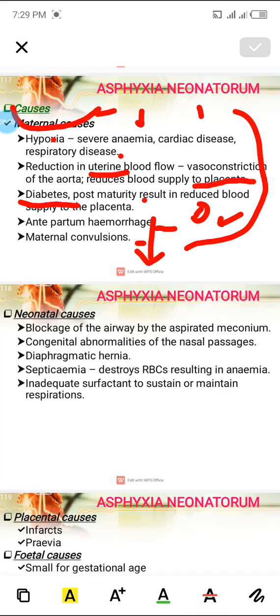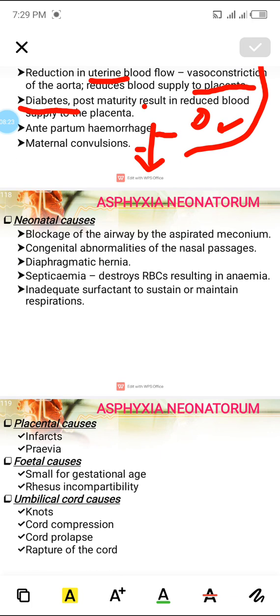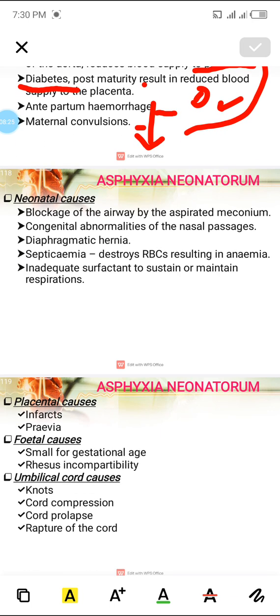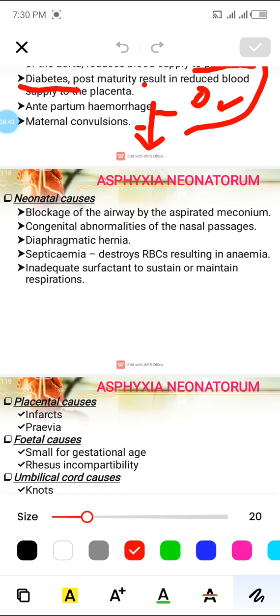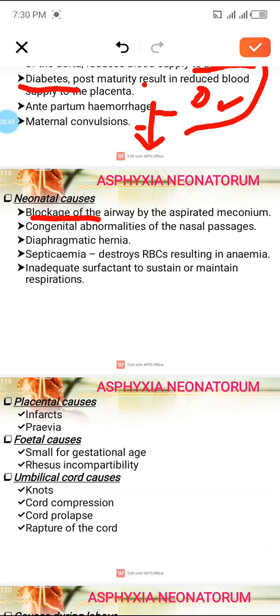Then let's look at other issues. These other issues would be on neonatal causes. If you look at neonatal causes, it's the same as well. We're looking at something that can reduce oxygenation in the body of this baby. Now we're looking at the baby, not the mother. What can reduce oxygenation? The first thing we look at is blockage in the airway.